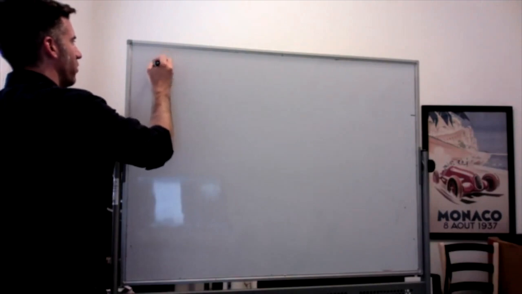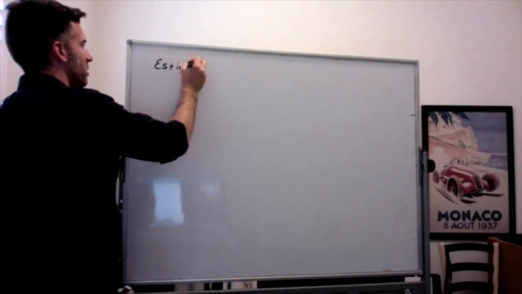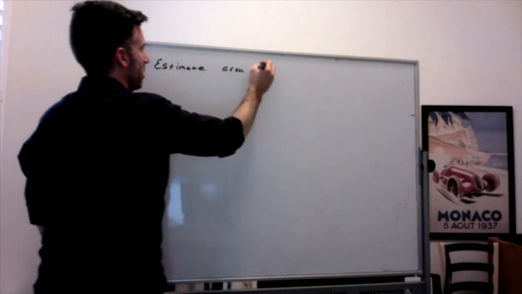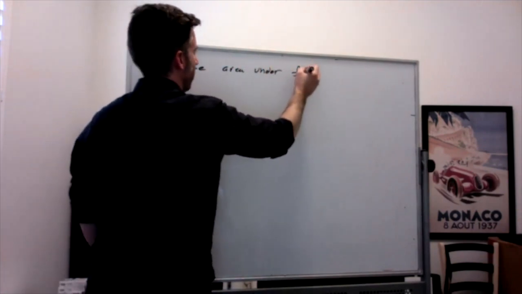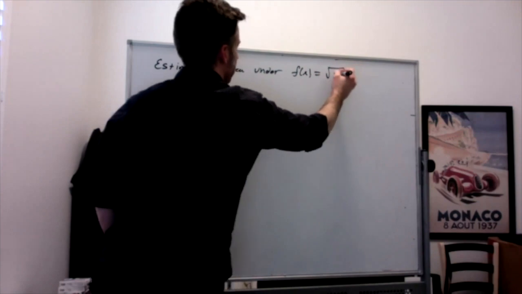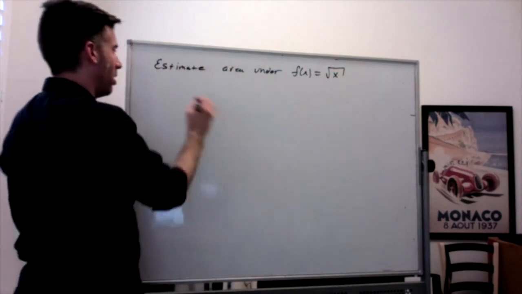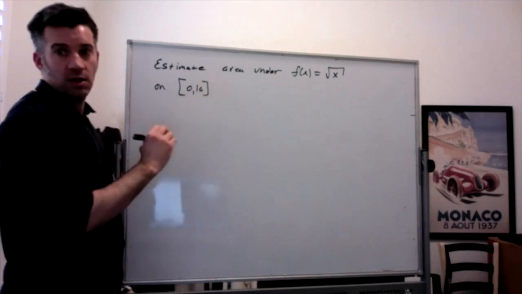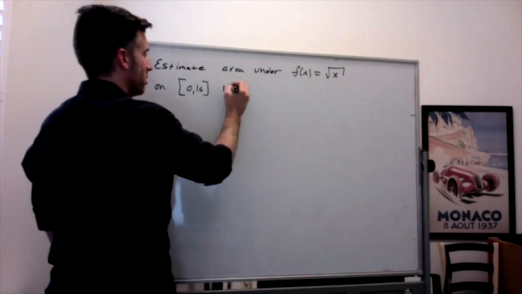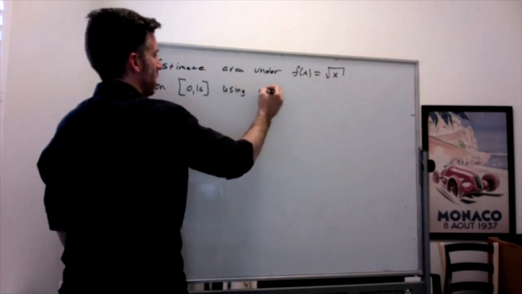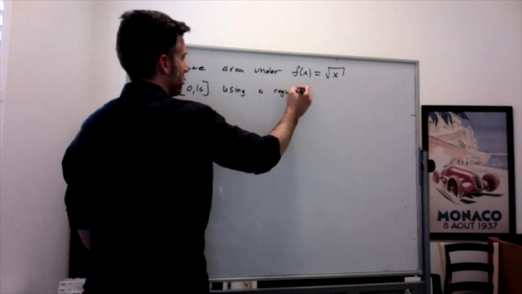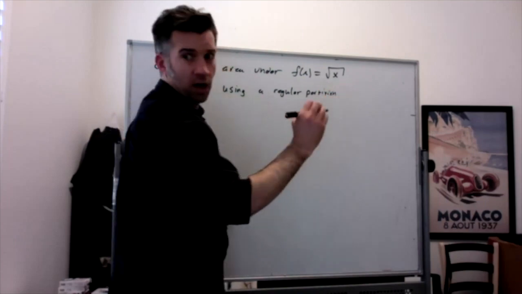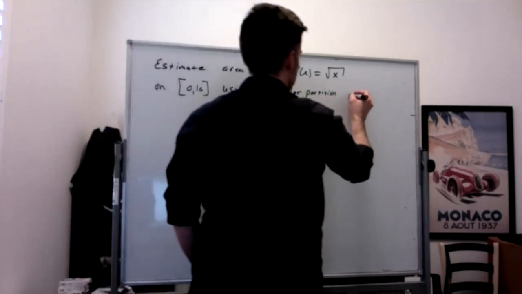So let's start off with this problem. We're going to try to estimate the area under f of x equal to the square root of x on the interval from 0 to 16 using what we're going to call a regular partition of 4 rectangles.